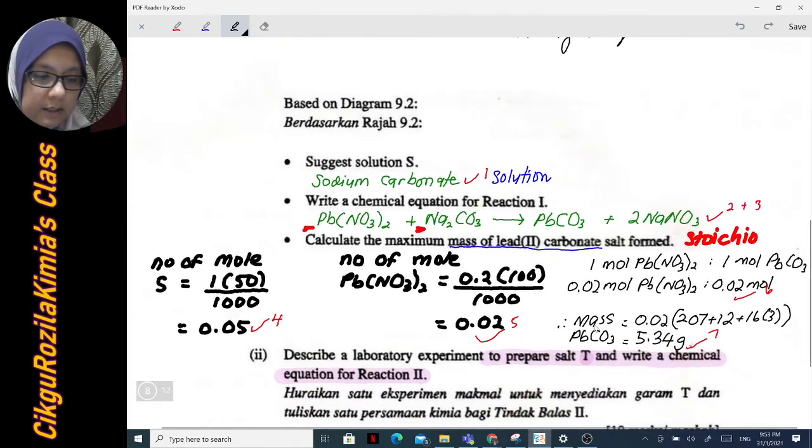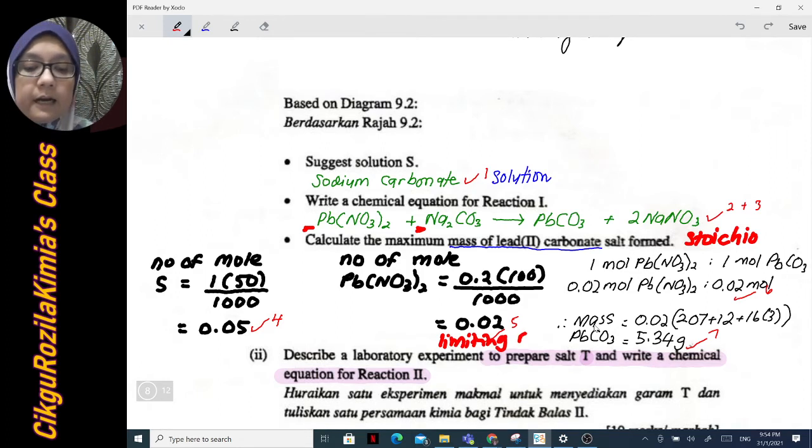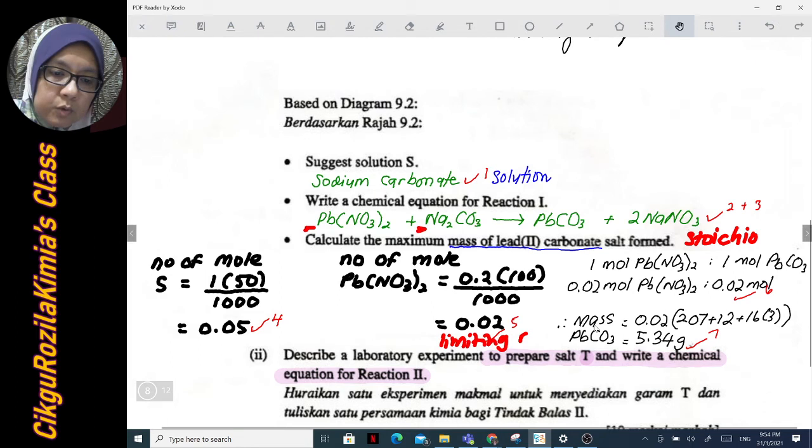The first one, we calculate the number of moles of solution S using MV per 1000. Then, we calculate the number of moles of lead nitrate, also MV per 1000. We find that the number of moles of lead nitrate is smaller. So, this makes the lead nitrate solution the limiting reagent, meaning the substance that finishes first. So, that is why teacher takes lead nitrate to ratio with what we were asked to calculate, lead carbonate.